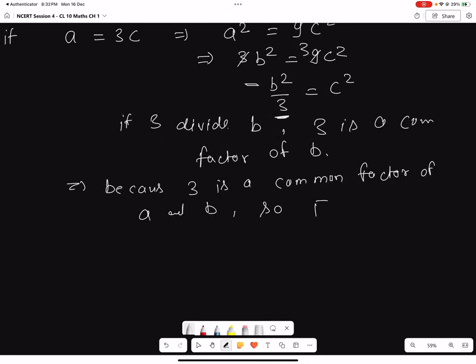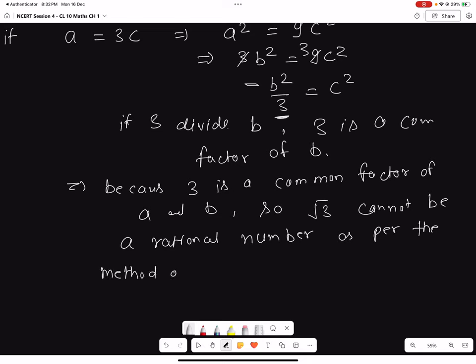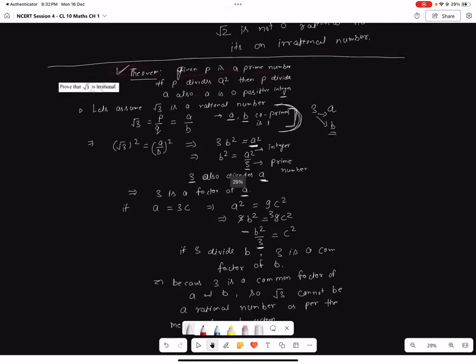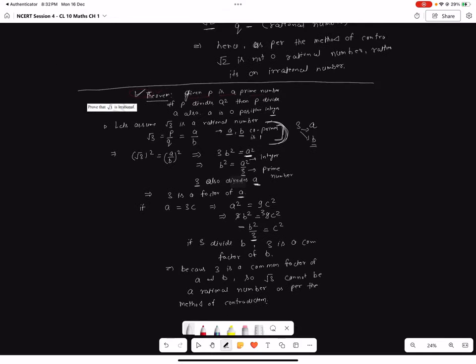so root 3 cannot be a rational number as per the method of contradiction. Right? So I hope you guys have understood what I wanted to teach you today.